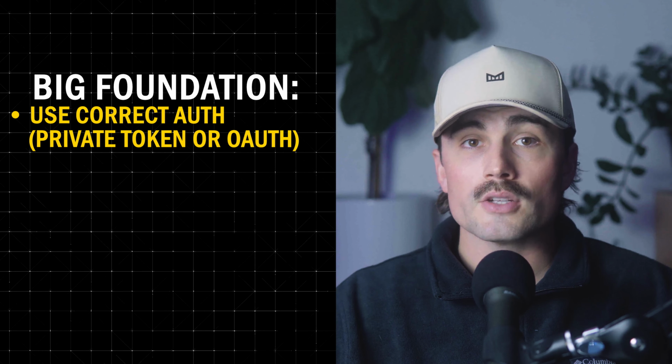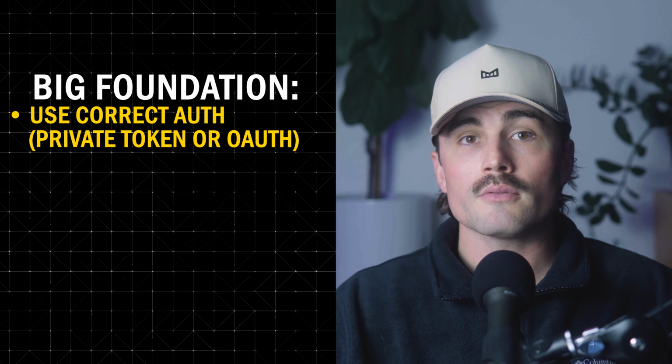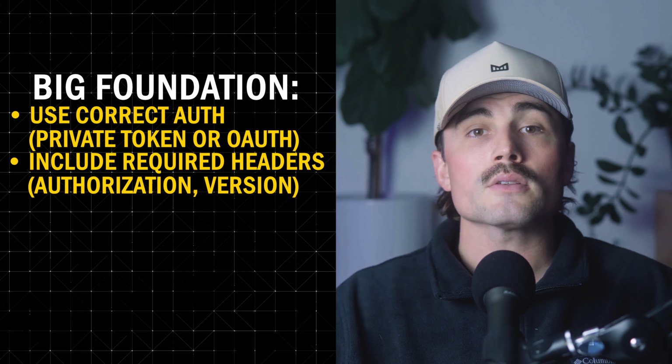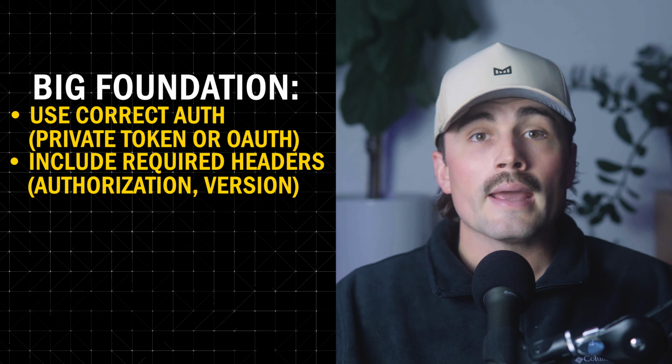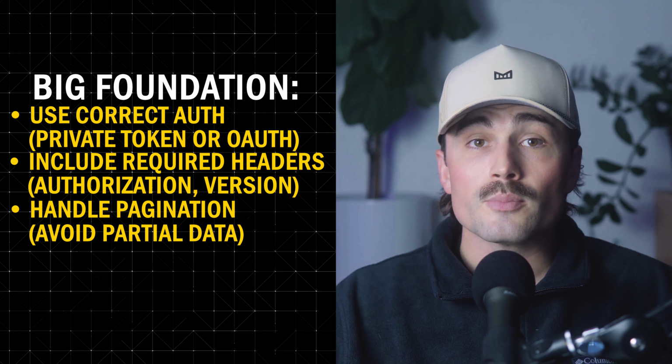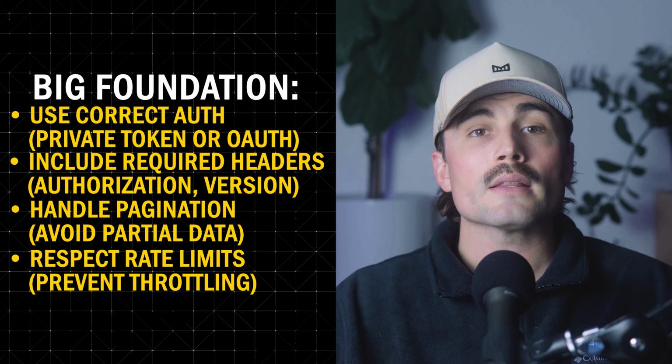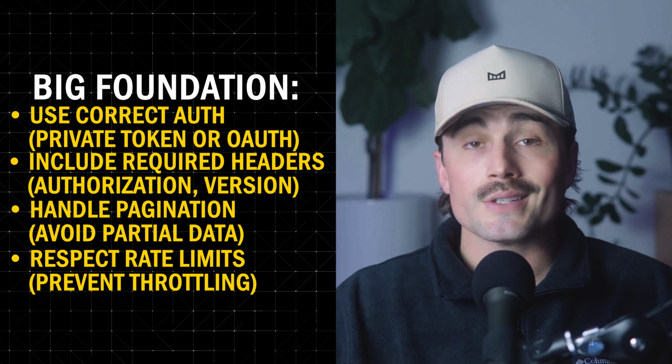So the GoHighLevel API gives you a clean way to pull data that you care about: contacts, opportunities, and conversations. And use it wherever you want: dashboards, reporting, custom automations, or syncing with other tools. The big foundations are simple. Use the right authentication method, private integration token for most people, OAuth for multi-account apps. Include the required headers like authorization and version. Handle pagination so you don't accidentally pull only the first 20 to 100 records, and respect rate limits so your integration doesn't get throttled.